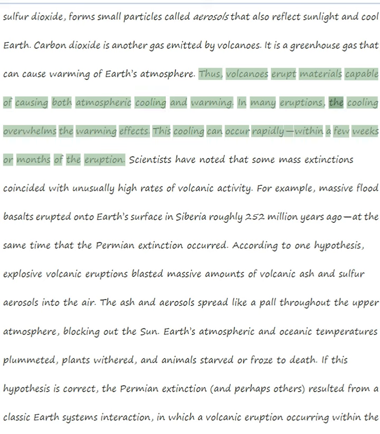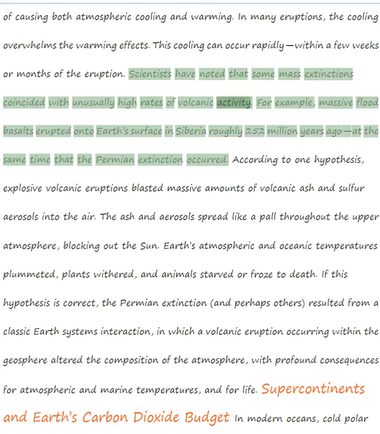In many eruptions, the cooling overwhelms the warming effects. This cooling can occur rapidly, within a few weeks or months of the eruption. Scientists have noted that some mass extinctions coincided with unusually high rates of volcanic activity. For example, massive flood basalts erupted onto Earth's surface in Siberia roughly 252 million years ago, at the same time that the Permian extinction occurred.